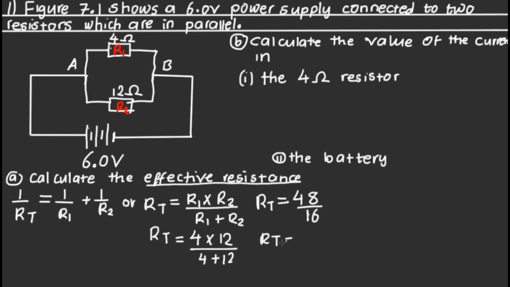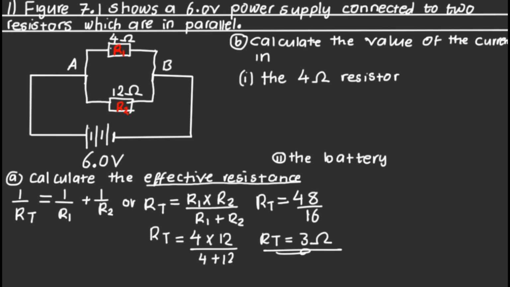Then 16 into 48 will just give us 3. So this simply means that if we combine the two resistors and make it 1, then the value will be 3 ohms. So we have our answer for the first question. So we move on to question B. Calculate the value of the current in the first one.